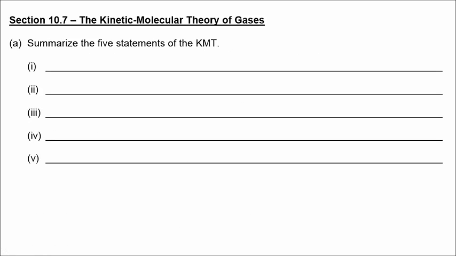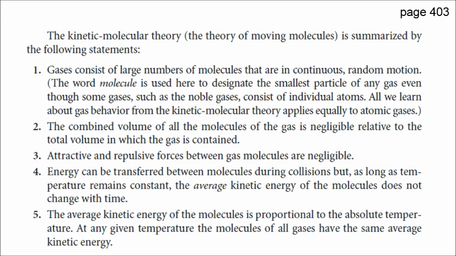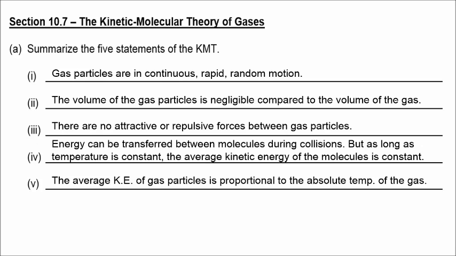Okay, this begins section 10.7, the kinetic-molecular theory of gases. These 5 statements of the KMT are found on page 403. The first one talks about how gases consist of molecules, or you could say particles, that are in continuous random motion. The second statement talks about how the volume of the particles themselves is very small, so negligible, relative to the total volume in which the gas is contained. There are no attractive or repulsive forces between the particles. We have elastic collisions between the particles, which means they don't lose any energy overall, that the average energy does not change with time, and that energy is going to be proportional to the temperature. So these statements are summaries of that information.